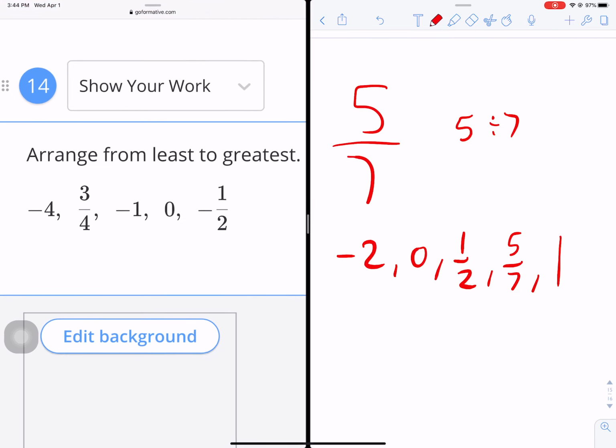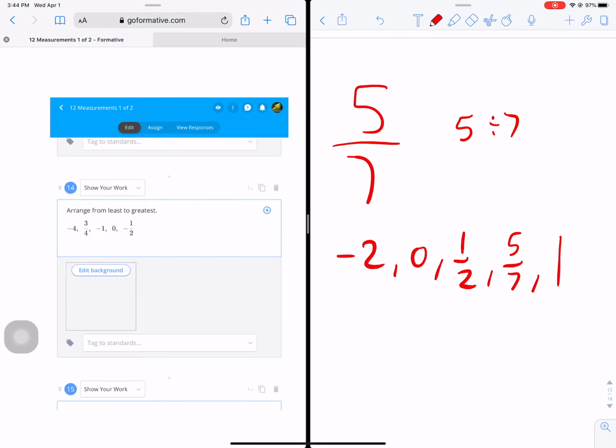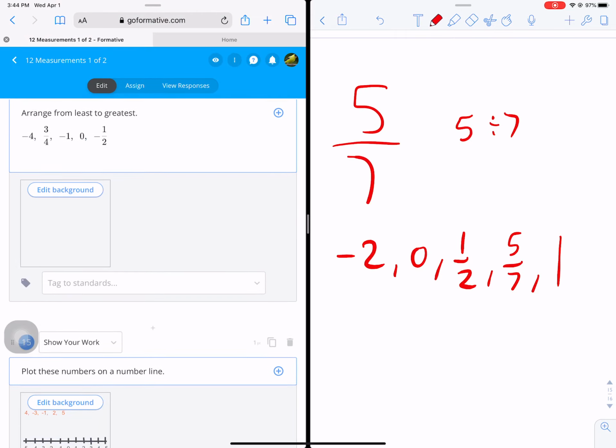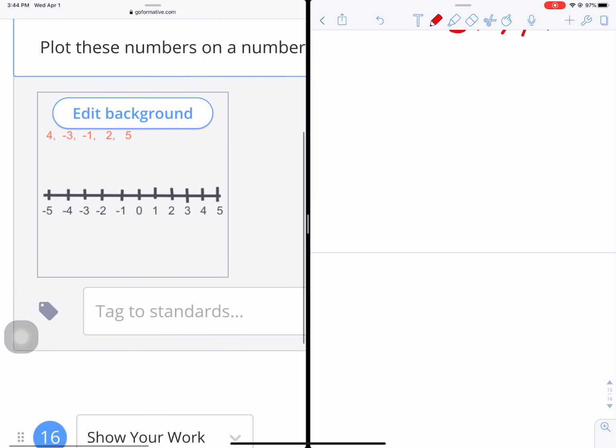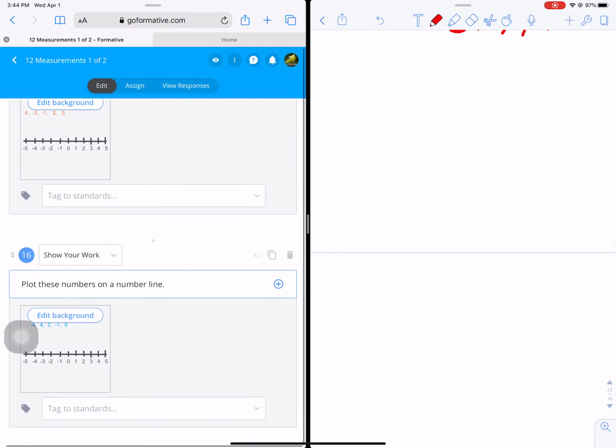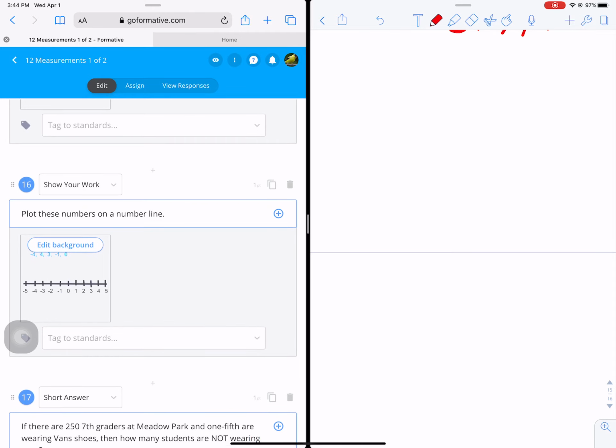And then here, same thing. When you get to this part, you're going to plot these numbers on a number line. And all you have to do is mark where it is on the number line. So where is 4? Where is -3? Where is -1? And you're just finding those spots and do a little circle on them and you're good to go. It's like, do you know where those numbers are?